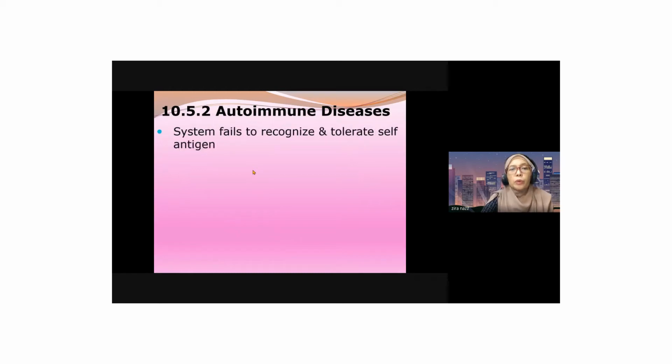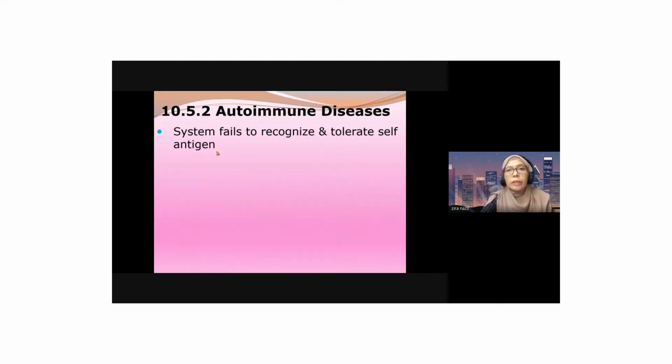Autoimmune means that the system fails to recognize and tolerate self-antigen, your own self-antigen. Normally, we cannot tolerate foreign antigen, but this one, your own self, will trigger your immune system. Your immune system is going to be haywire. All these T helper cells get activated and cause the activation of the immune responses.